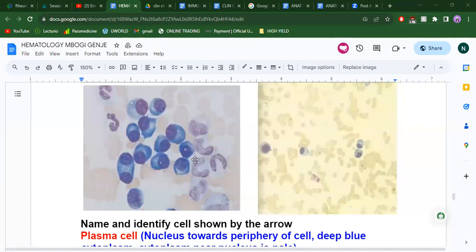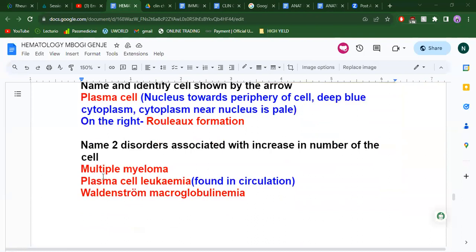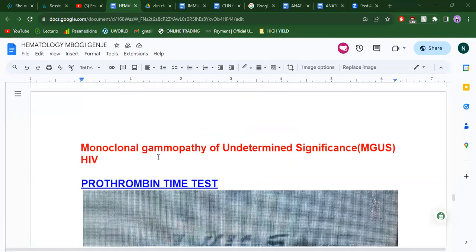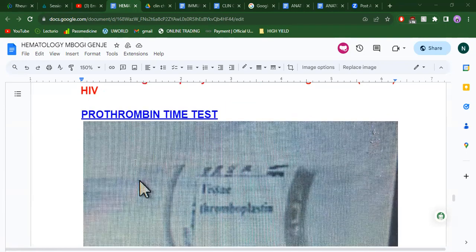So the next question, obviously: two or three disorders associated with an increase in plasma cells. Plasma cell dyscrasias, multiple myeloma, yes. Waldenstrom macroglobulinemia, yes. Monoclonal gammopathy of undetermined significance, yes. And you can also add HIV. So yes: MM, plasma cell leukemia found in circulation, Waldenstrom macroglobulinemia, monoclonal gammopathy of undetermined significance, and HIV.